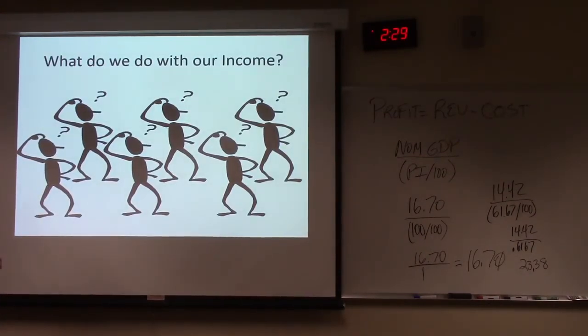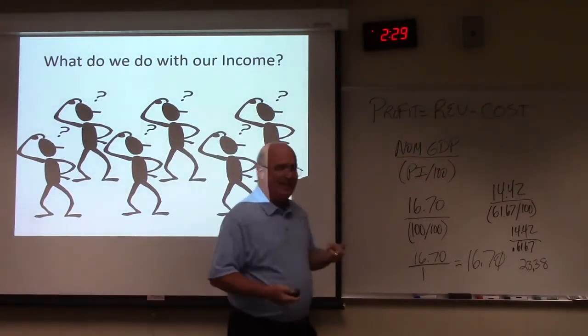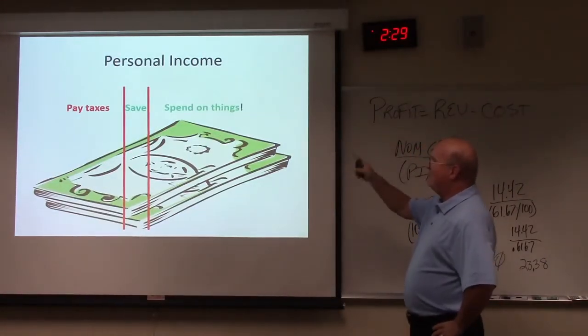Now the question is, what do we do with our income? You remember that? Right. We spend it, we save it, and Uncle Sam takes part of it. All right? We pay taxes, we save money, we spend on things.